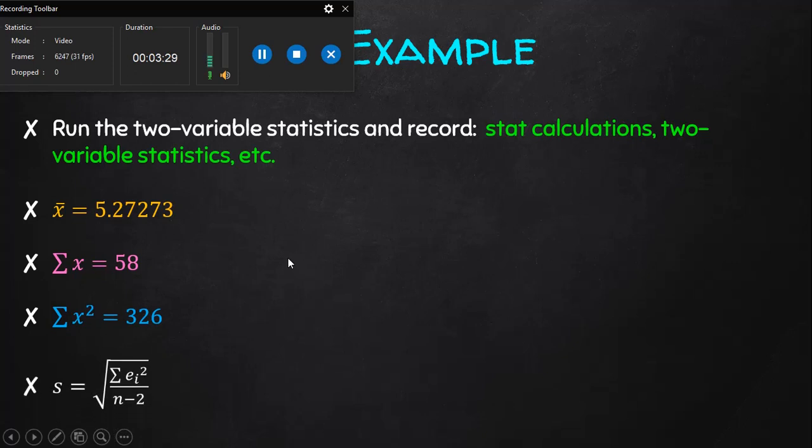This is the formula for the sample standard deviation that we'll need for our regression. You can see in this formula, I need the residuals, and then n-2 represents my degrees of freedom.